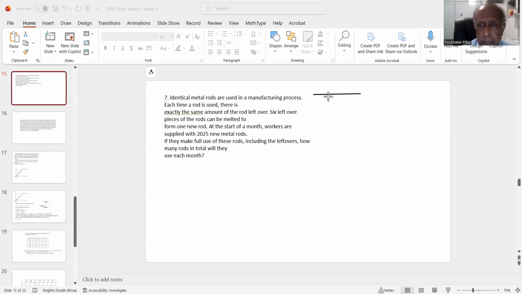So, in other words, it breaks it up into something like that, and then something like that. This part here is the same each time you use it. All right, 6 leftover pieces of rods can be melted to form one new rod. So if you got 6 of these, you can make these into a single rod. You melt it down, and this equals one rod.